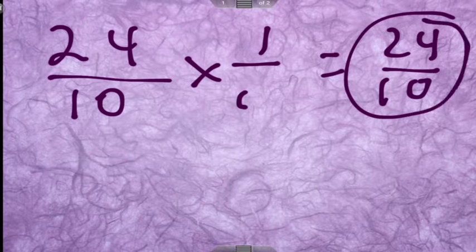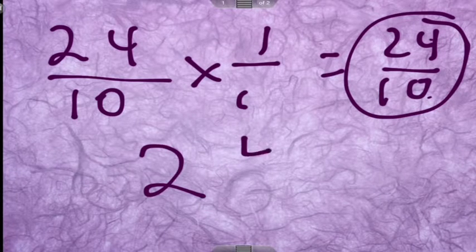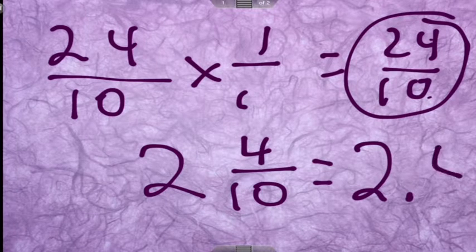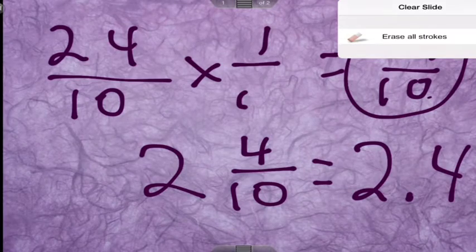You can't leave that as an improper fraction. So what I need to do is make it into a mixed number. 10 goes into 24 2 times, and I have 4 over 10 left. Well, I look at this, again, I have to make this into a decimal. So it's 2 and 4 tenths, 2.4. Let's just, last one, let's just do this the long way.